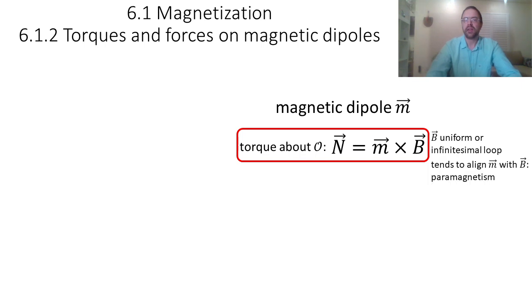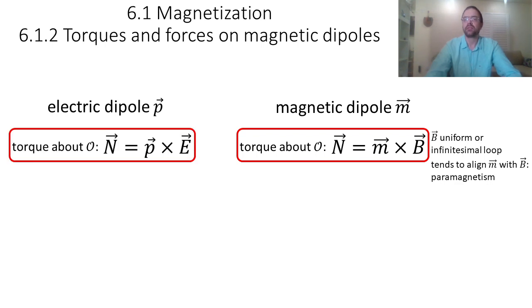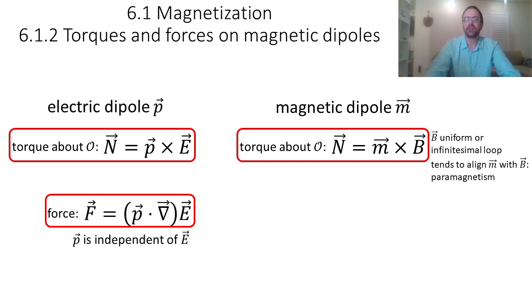And you can see that the effect of this torque is that it tends to align the magnetic dipole moment with the direction of the magnetic field. This is the effect that we call paramagnetism. When you apply a magnetic field, the atomic dipoles will align in the direction of the magnetic field. Now, there is an analogy with the electric dipole moment. We had seen that the torque about the origin on an electrical dipole moment is equal to p cross E. We also showed that if the dipole moment is independent of the electric field and E is not uniform, there can be a net force given by p dot gradient of E.